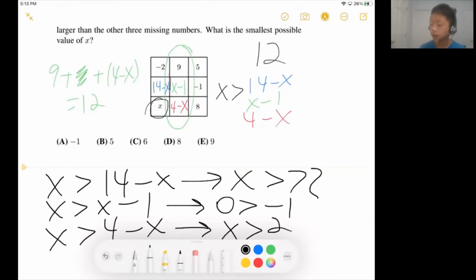So if we want to find the smallest value of x that works, just by inspection of these inequalities, we see that x equals 8 is the smallest one that would make all of these 3 inequalities true. And that would make the answer choice D.